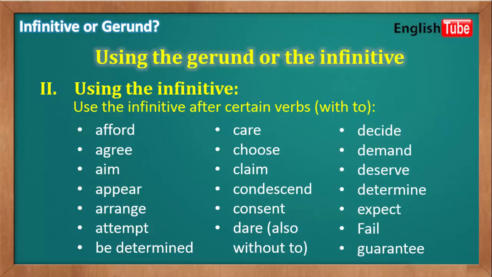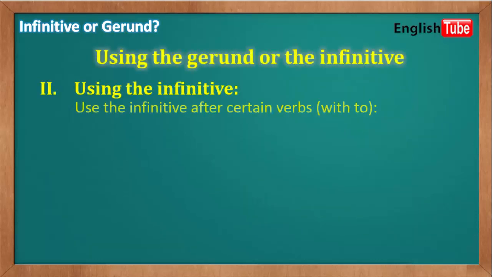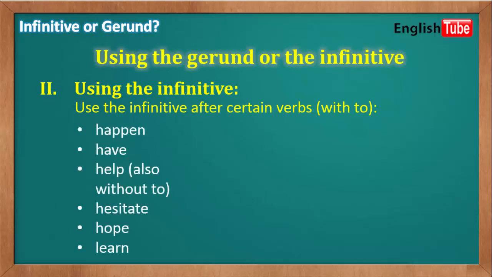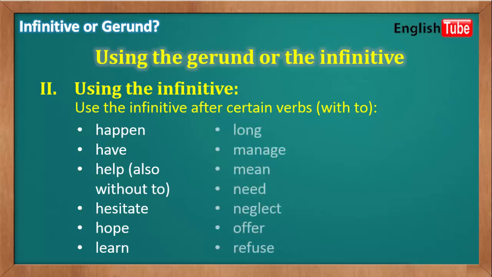Decide to, demand to, deserve, determine, expect to, fail to, right? And then guarantee to, happen to, have to, right? I have to do something, yes. Help, this verb as we have seen before, okay, can be used with to or with no to, okay. I help to or help do something, yes. Hesitate, okay. Hope to, and then learn to do something.